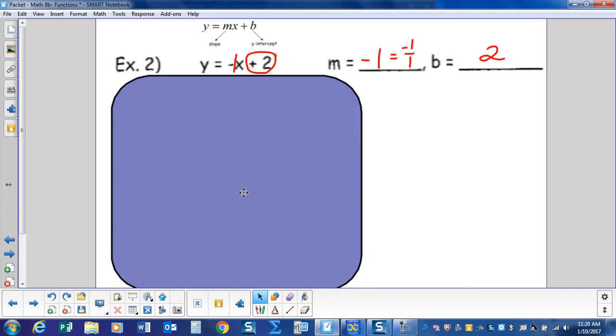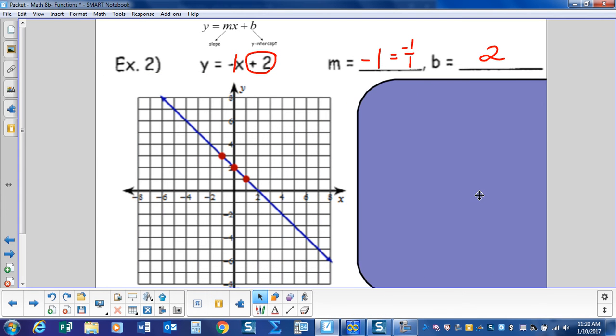So let's look at the graph of this equation. So here's the graph of the equation y equals -x plus 2. 2 is the y-intercept, so I could start on 2, and the slope is -1. That means I could go down 1 and to the right 1, or I could go up 1 and to the left 1. So there's the graph of y equals -x plus 2 with a slope of -1 and a y-intercept of 2.